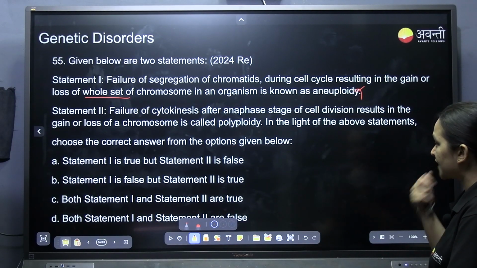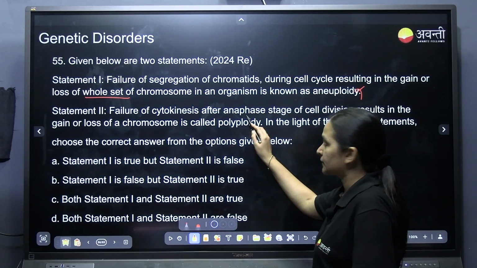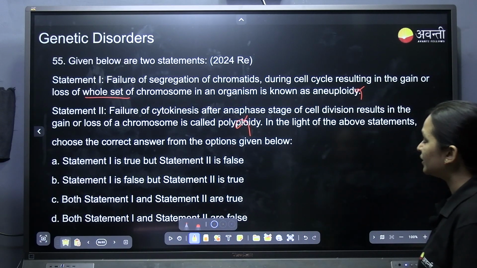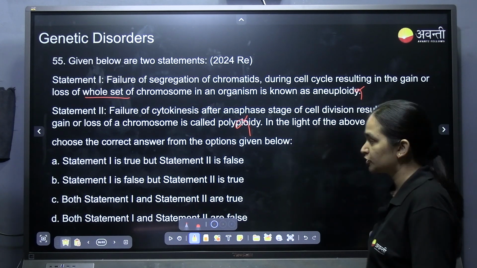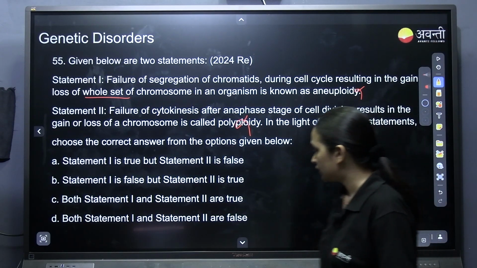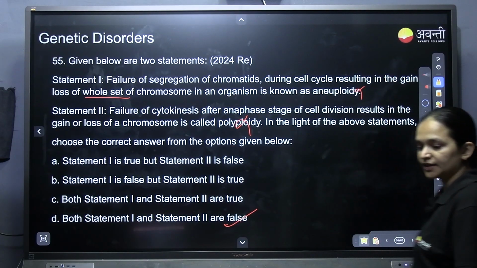In statement 2, failure of cytokinesis after anaphase stage of the cell division results in the gain or loss of the chromosome is called polyploidy. No, that is called aneuploidy. Polyploidy means whole set. So they have given it in reverse order, which means both statements are false. Both statement 1 and 2 are false. Correct?